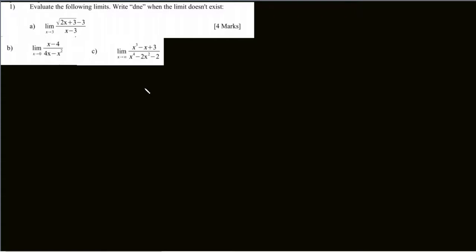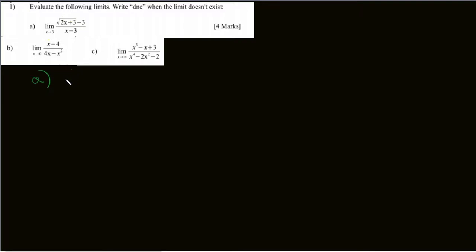So question one is a typical exam question. It's asking you to evaluate several limits as x approaches infinity, 0, and a real value. So the first one is the limit as x approaches 3 of root 2x plus 3 minus 3 over x minus 3. The first thing we're going to do in these types of problems is plug in the value you're evaluating at. So as x approaches 3, we're going to plug that 3 into the equation and see what we get.